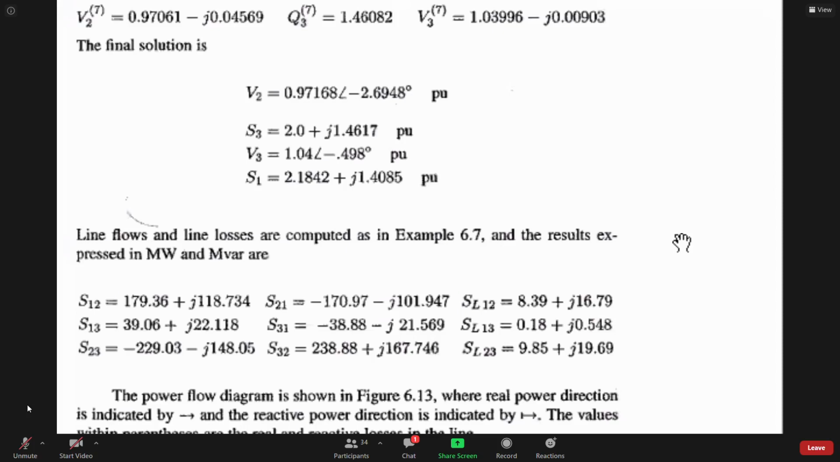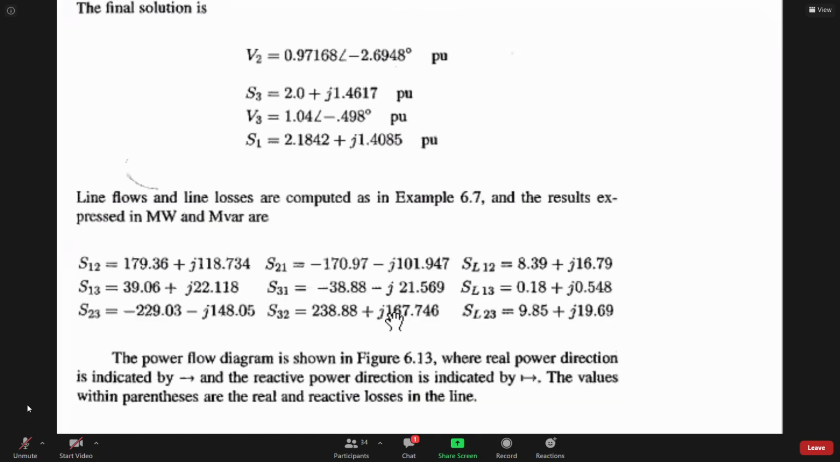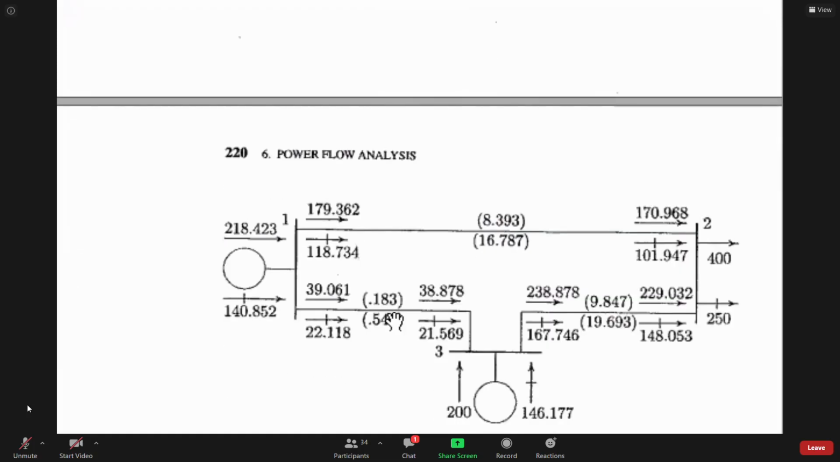Real part in the upper hand, reactive part in the lower hand. It is attached to the first bus. Okay, let's see. This is the total picture of the power flow diagram from the given information. So this is the real part, upper hand, lower hand. This is for bus S12, and this is S21.